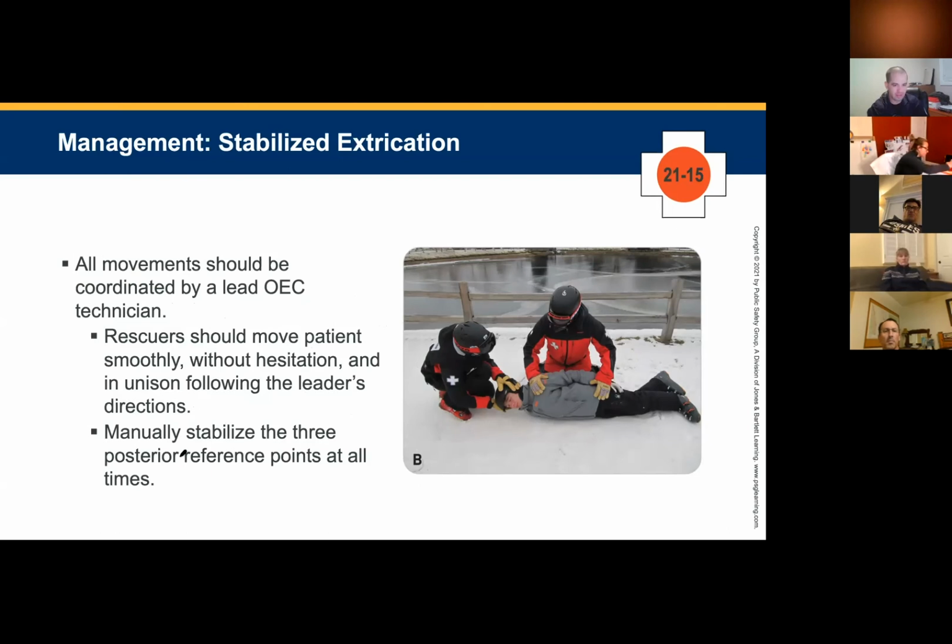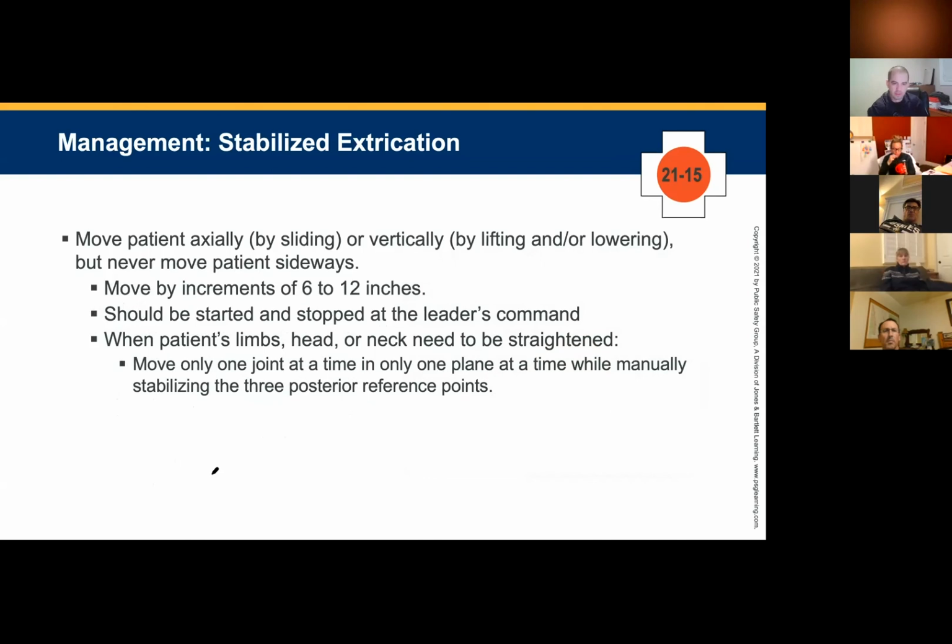We want to manually stabilize the posterior reference points at all 3 times. So we want to move the patient axially by sliding or vertically by lifting and lowering, but never move a patient sideways. Why don't we want to move a patient sideways? Spinal damage. Absolutely. So we want to move them in that long axis, right? So we want to go in the axis of the spine. And we want to keep increments in about 6 to 12-inch movements. All movements are started and stopped on the leader.